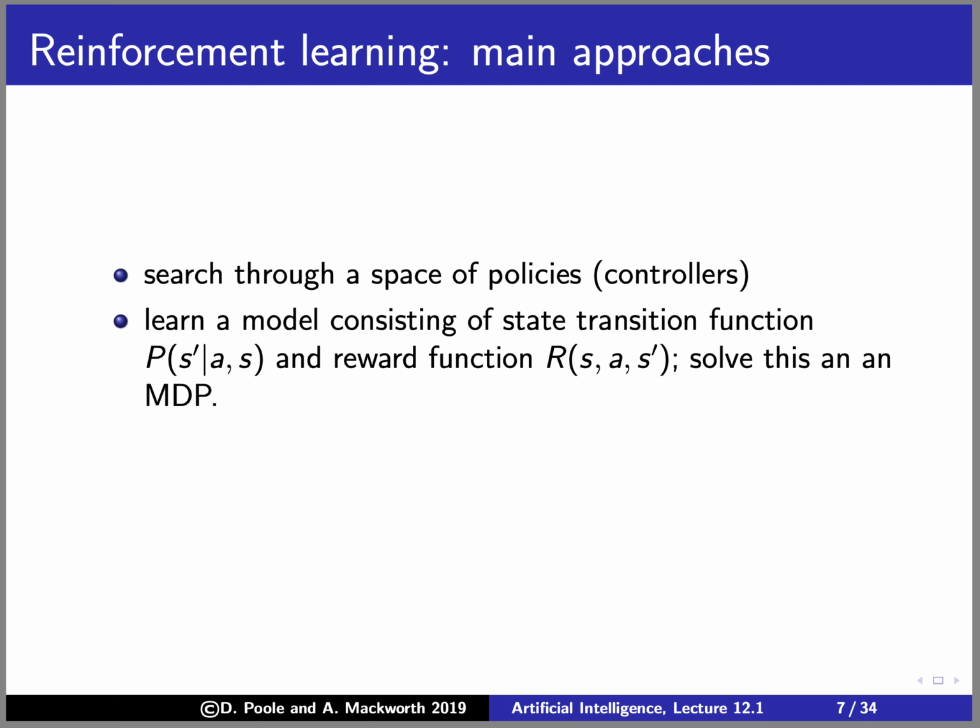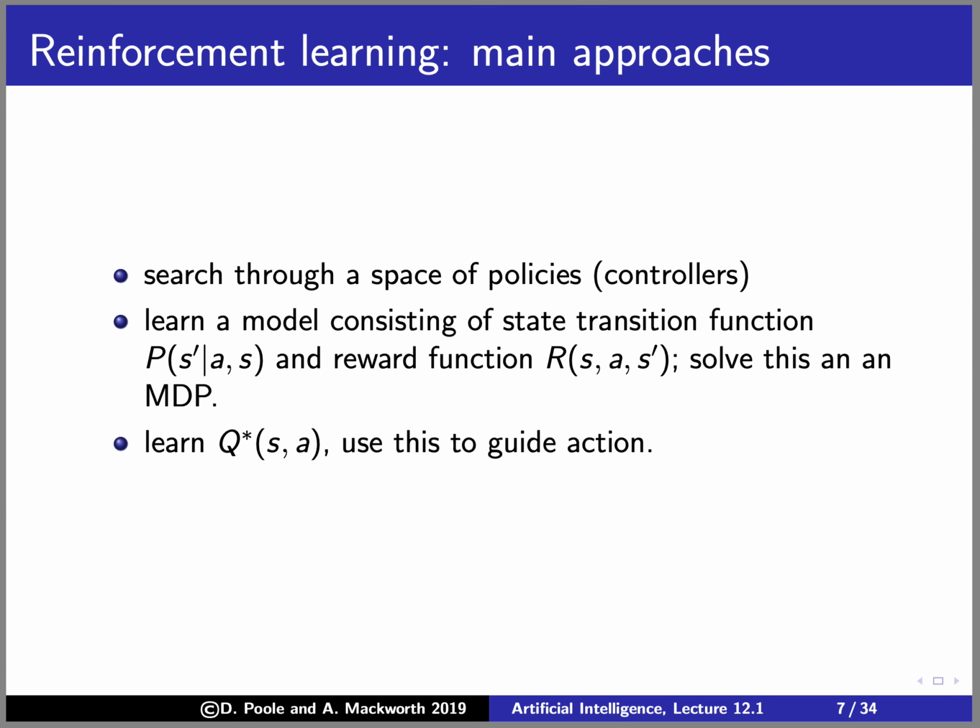There's a class of algorithms that learn a model consisting of a state transition function. So you can learn the probability of the state given the previous state and the action, and the reward as a function of the state, the action, and the following state. And then once you know the state transition function and the reward, you can solve this as a Markov decision process, as we did in decision theoretic planning. And the last one we could do is we could learn Q of S and A directly and use this to guide action, because if you know Q of S and A, then we can exploit just by choosing the A that has the maximum reward for any state.